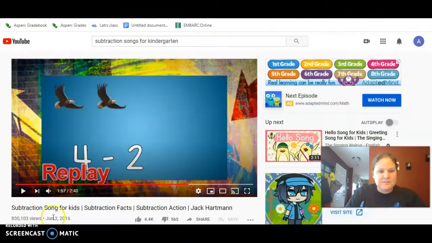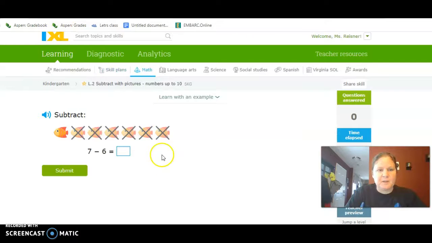All right. So we're going to do a couple problems now on IXL. Switch and share my screen. Okay. So here we go. We had 7 fish. Let's count them. 1, 2, 3, 4, 5, 6, 7. That's my first number, 7. They crossed off 6. 1, 2, 3, 4, 5, 6. How many are left? 1. Good job. 1. Just this one.